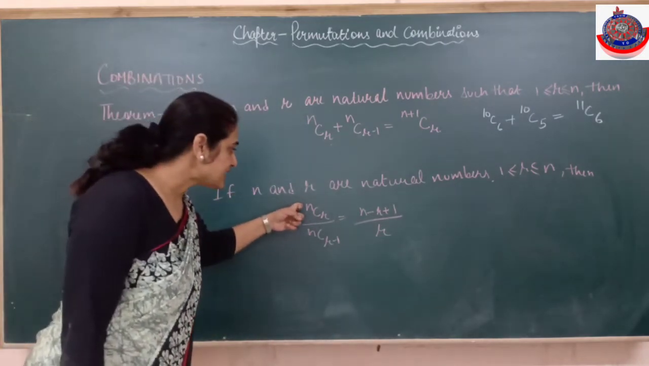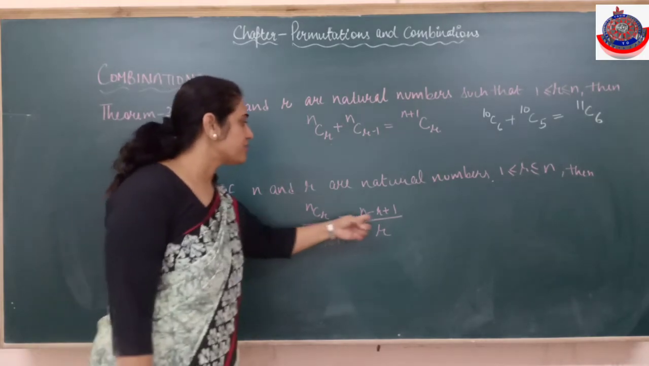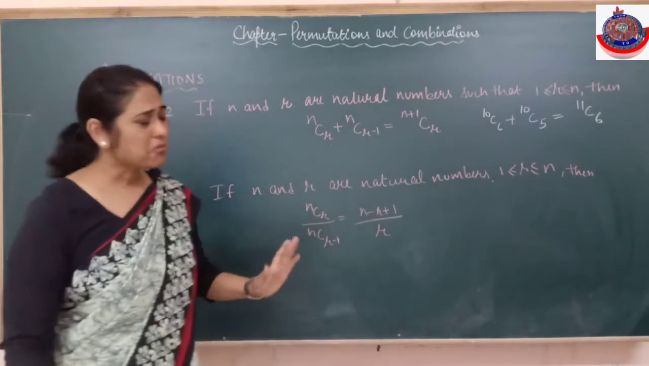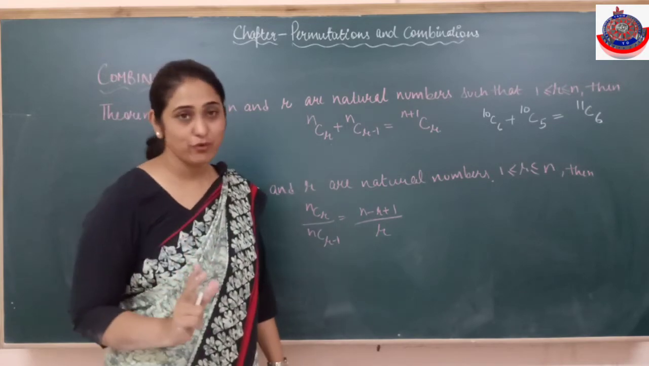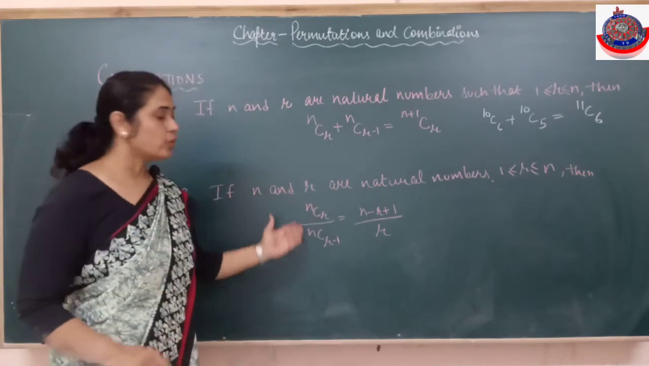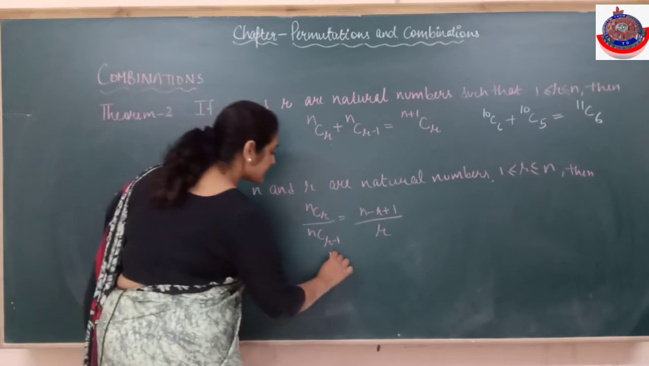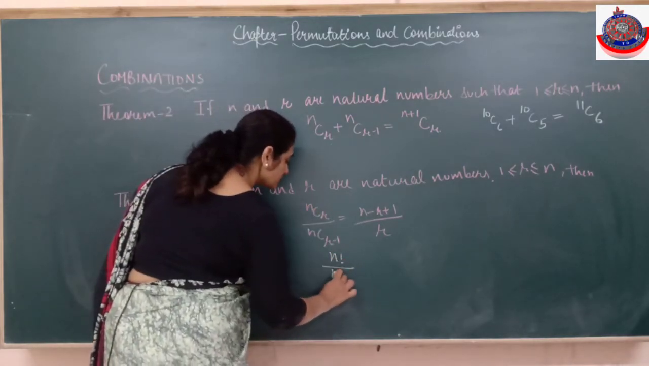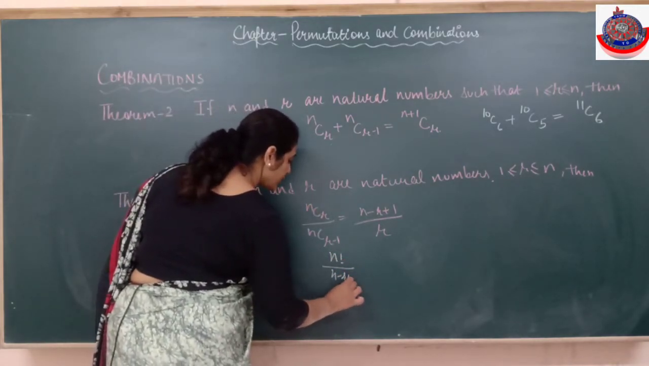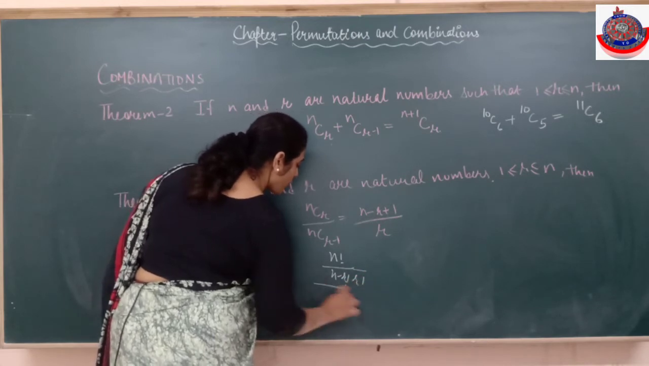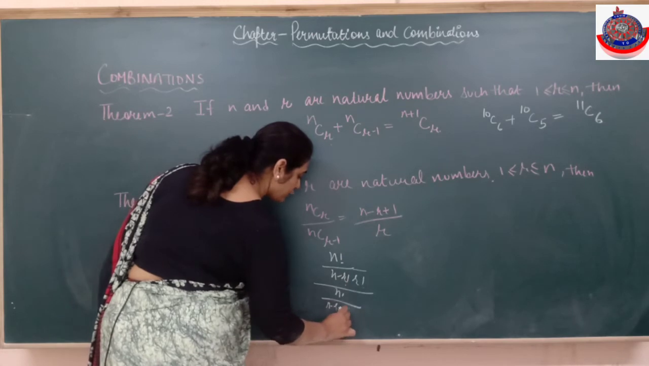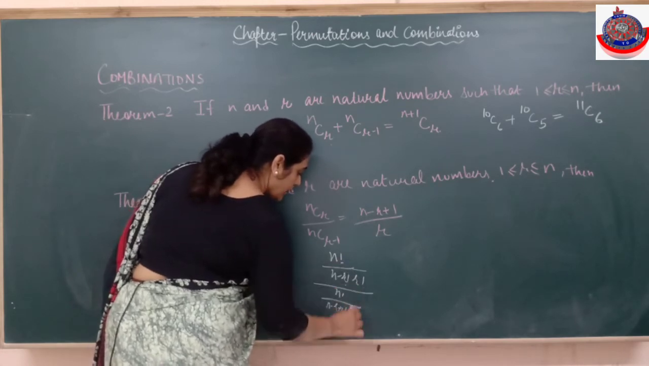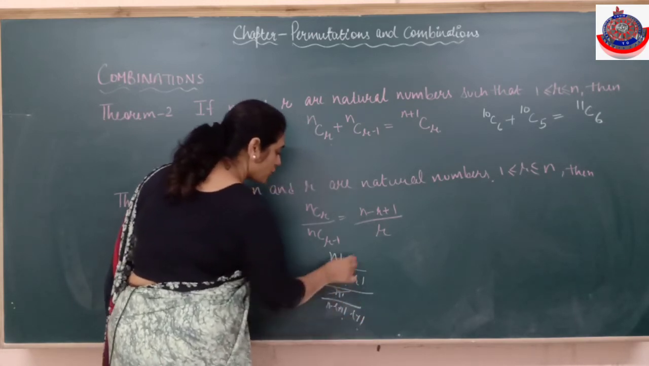Alright, very useful result. And if I have NCR upon NCR minus 1, that will be solved equals to this. You don't have to remember. If you remember, see again I say if you remember in MCQs, it's really helpful. But if you want to solve it, I can easily solve it. What is that? R factorial into n minus r factorial upon n factorial upon n minus r plus 1 factorial, r minus 1 factorial. We know how to solve the factorial.